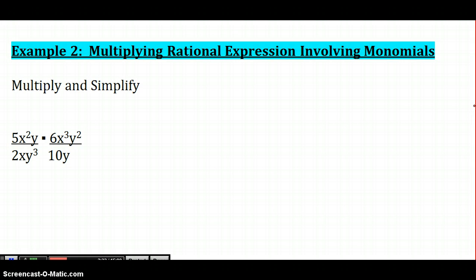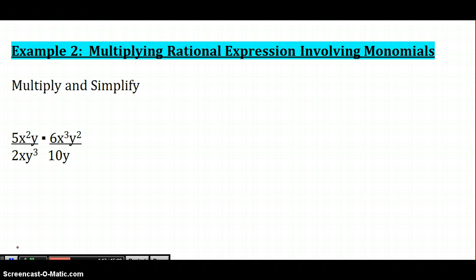So now let's deal with rational expressions that are just monomials. Monomials being one term. This, just 5x squared times y, this whole thing is just a monomial because it's one term. Binomial would be, like x plus 1, 2 terms. Now there are a couple of different ways you can solve these. You can multiply first and then simplify, or simplify, then multiply. I honestly think it's simpler to simplify first, so then you're not dealing with huge numbers. But some people like to do it the other way, so it's up to you.